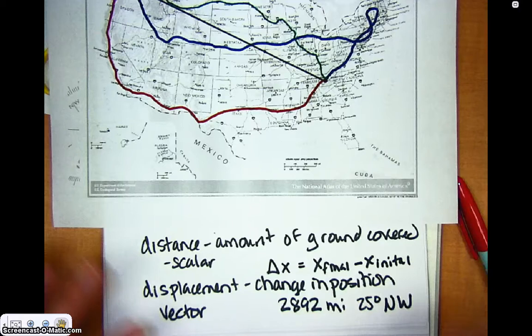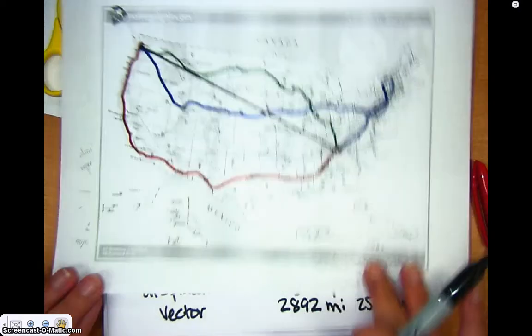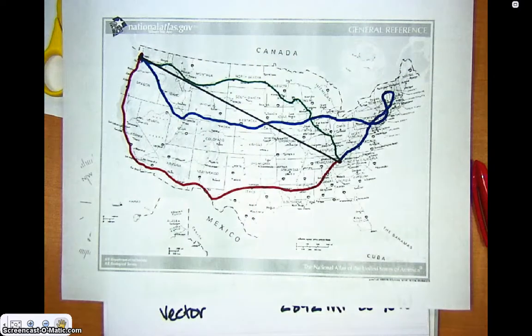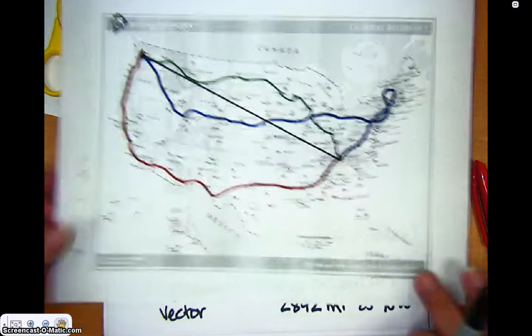Okay, so if you look at this map, every single way that I traveled took a different amount of time. Time passes. So we want to relate the distance that we've moved or the displacement that has occurred to time. And when we do this, this is what speed and velocity are.